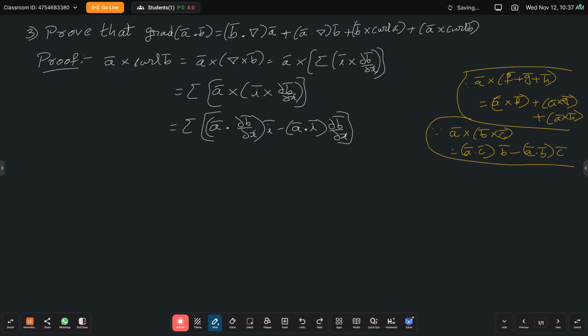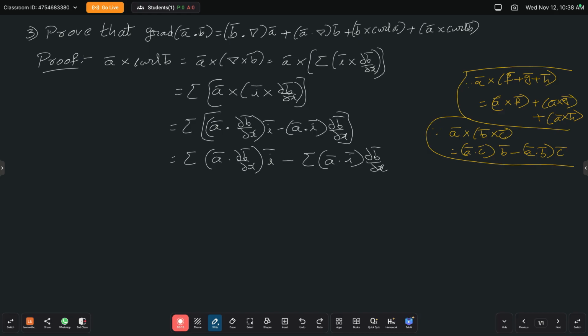Now I will separate the summation. If we separate the summation, the first term becomes summation a bar dot dou b bar by dou x into I bar, minus summation a bar dot I bar into dou b bar by dou x.